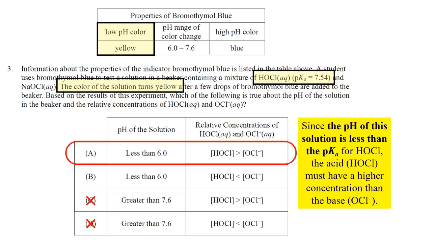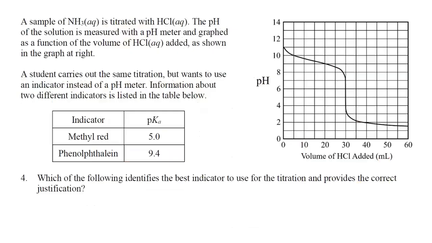We know the pH of the solution is less than 6 because of what happened to bromothymol blue, and we know that since pH is less than pKa, then the acid, HOCl, must have the higher concentration. So the correct answer to question 3 is choice A. Now let's take a look at question 4.